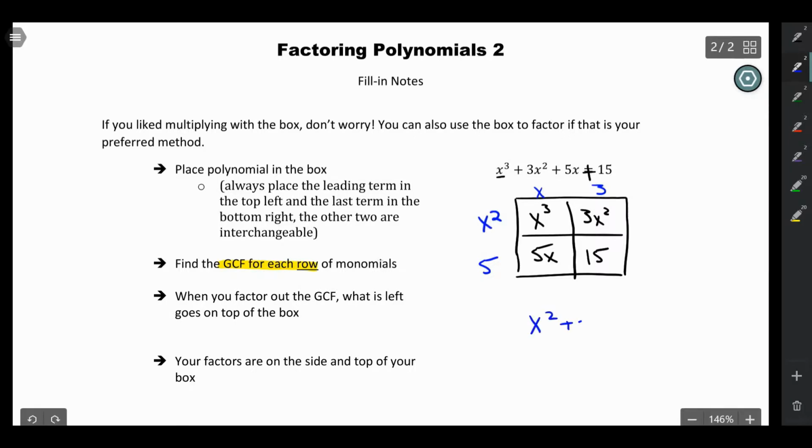X squared plus 5 because they're both positive. And on the top, x plus 3 because they're both positive. And there, we have just factored it. One of the really nice things about this box is that ability to self-check. If these guys multiply back in properly, you know that you have correctly factored it.